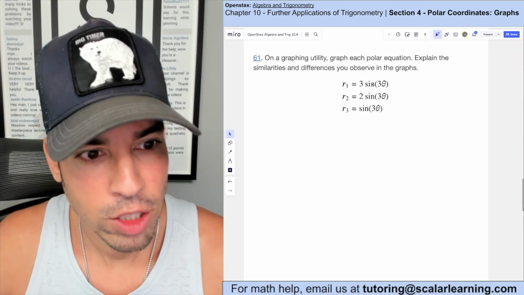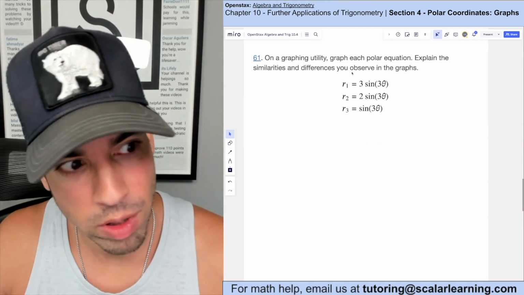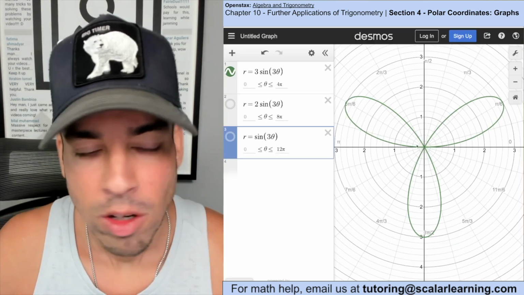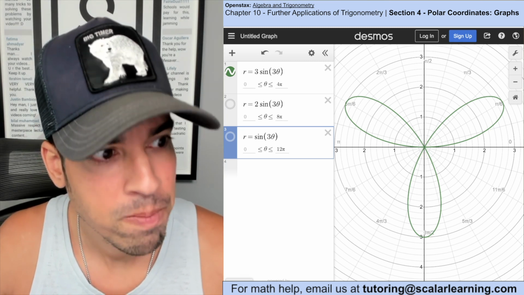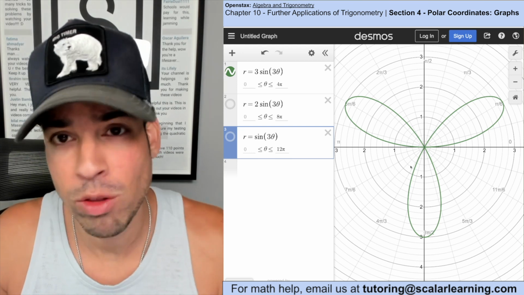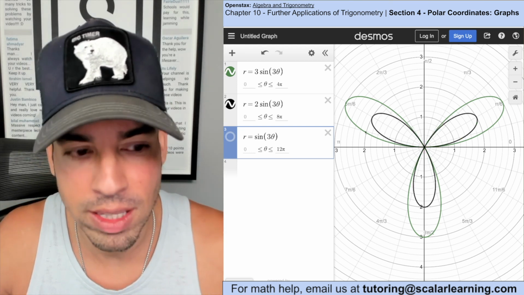Done. So for this one, we're going to graph the three equations in a graphing calculator, aka Desmos, and then we're going to compare the similarities and the differences. So you notice the difference between these three equations is the coefficient, right? So when I have a 3 in front, just notice we got 3 petals and notice the size. Now with the 2 in front and this one in black, look at that, it shrank.